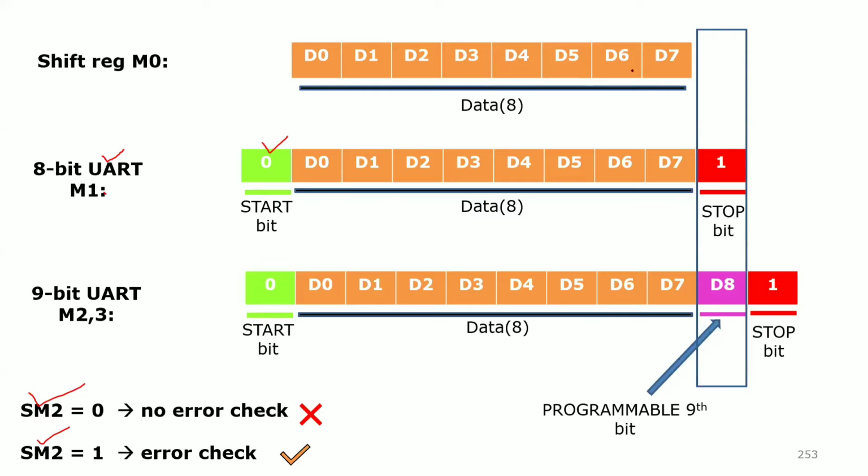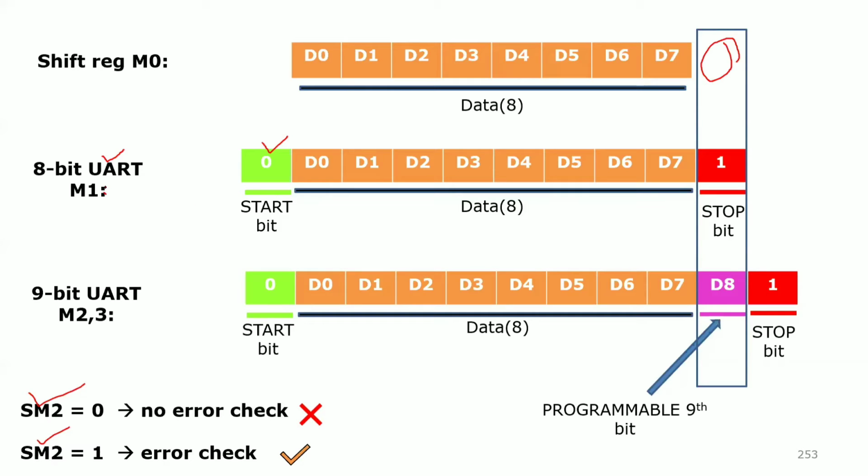In mode 0, is there any 9th bit? No, there is no 9th bit. That means, can we check the errors in mode 0? No, there is no way to check the errors, because there is no 9th bit here. That means we cannot check the errors, and we can directly accept the data without checking errors.